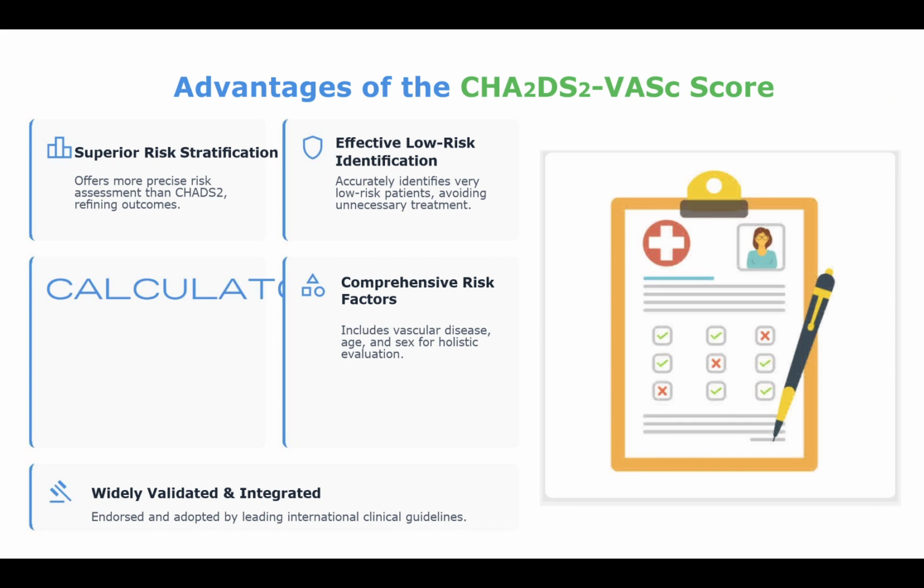The CHA2DS2-VASc score is not just a tool, it offers several key advantages that profoundly impact its utility and effectiveness in everyday clinical practice. Firstly, and a major leap forward, it provides superior risk stratification compared to its predecessor, the CHADS2 score. By intelligently including a broader range of clinically relevant risk factors, the CHA2DS2-VASc score allows for much more accurate identification of patients across the entire spectrum of stroke risk.